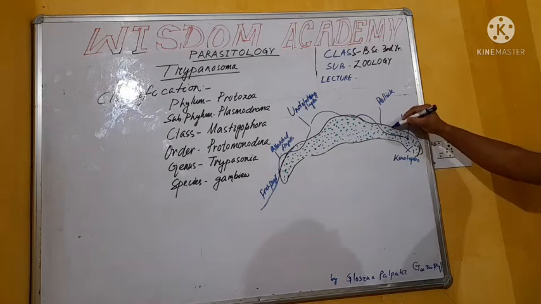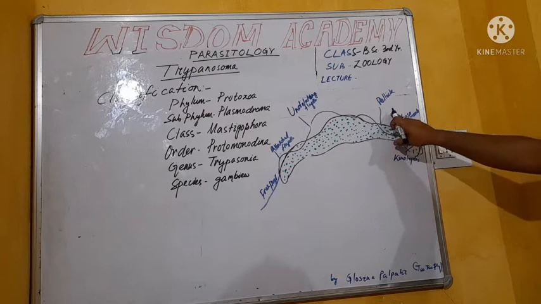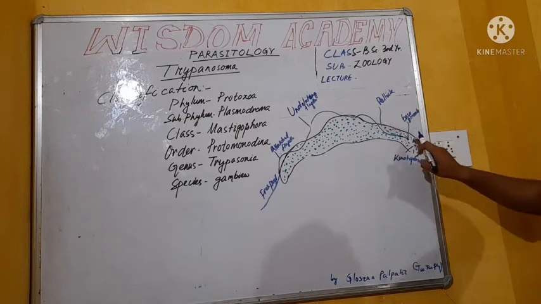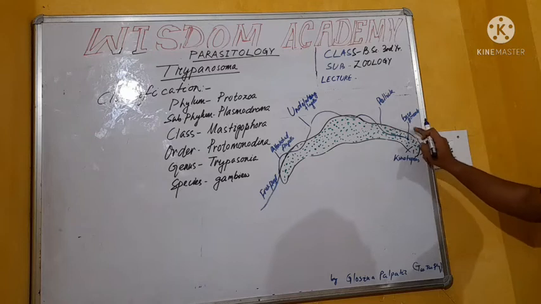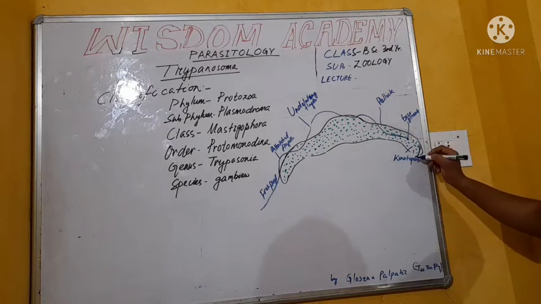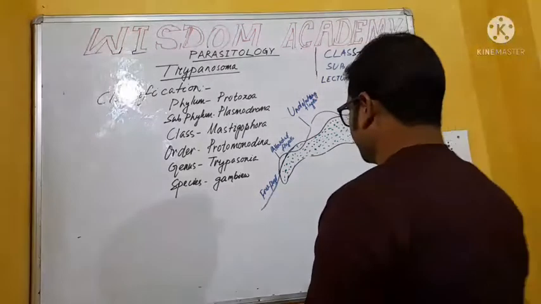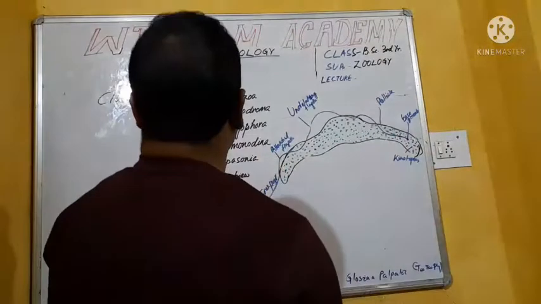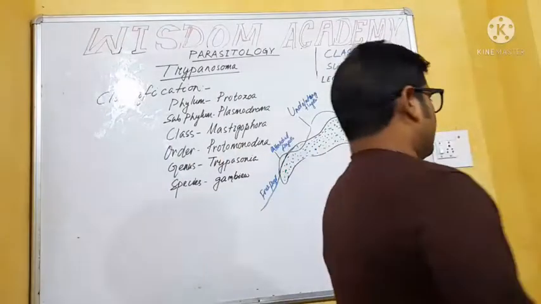This is the cell wall of the Trypanosoma, that is made up of pellicle, so this is known as pellicle. The flagella start with the basal granule. This is known as kinetoplast. So students, this is the classification and the structure of a Trypanosoma.